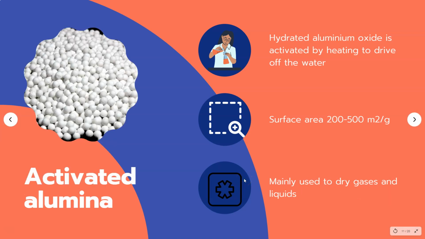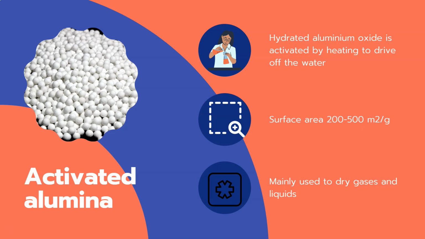The third one is the activated alumina. Activated alumina is made from hydrated aluminum oxide, then it is activated by heating to drive off the water. The activated alumina surface area is around 200 to 500 meters squared per gram, and it is mainly used to dry gases and liquids.